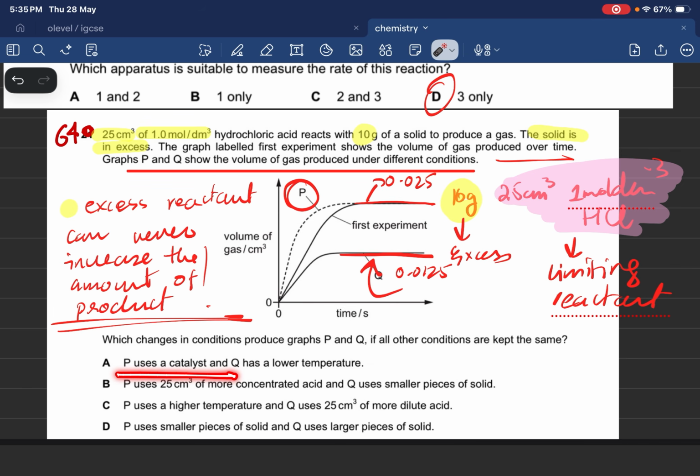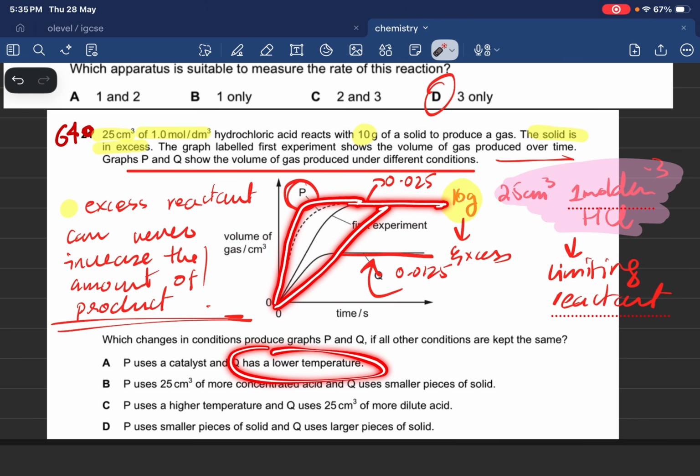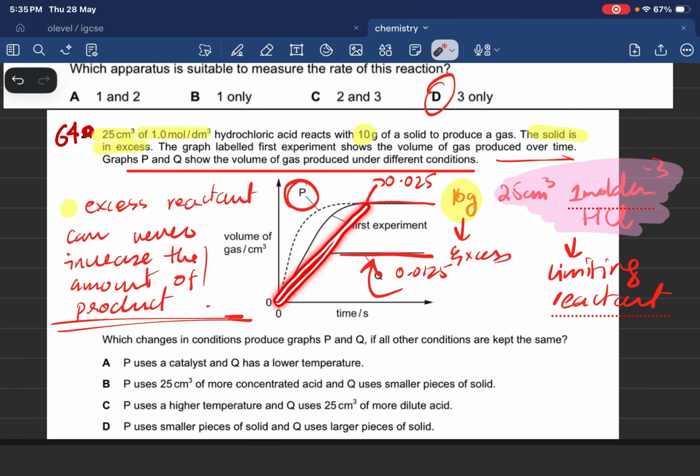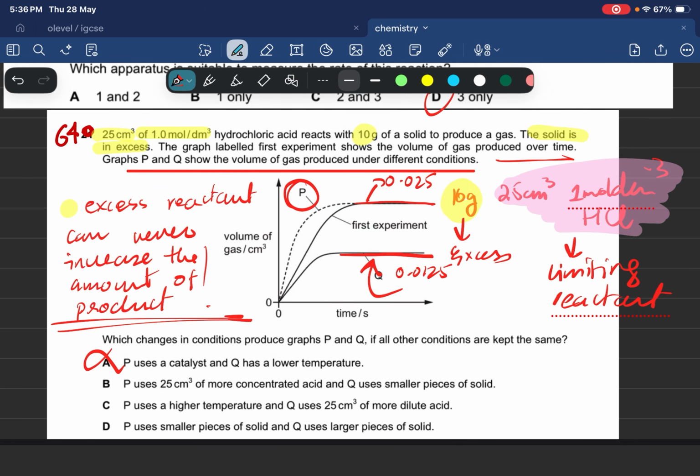P uses a catalyst. Okay, it can happen because a catalyst increases the rate, and Q has a lower temperature. No, dear. If you have a lower temperature, you are still going to form the same product. Rate cannot change the level of your line. Rate can make it go like this or this. Lower temperature decreases the rate, so the line becomes like this, but the volume of gas, the amount of product, can only be changed if you increase or decrease the limiting reactant, so cross. Many people don't get this.